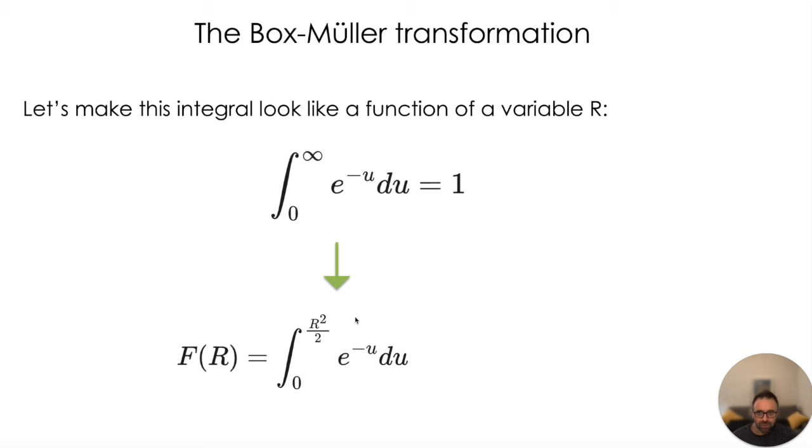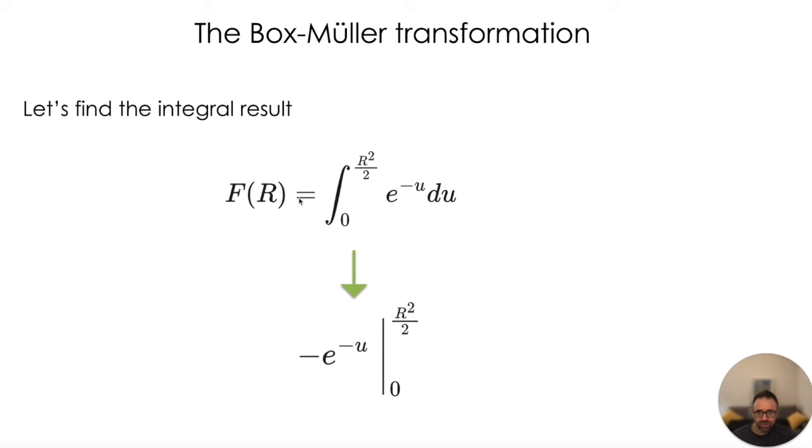So let's see what happens if we use r squared divided by 2 here instead of infinity. We will see that if r squared divided by 2 goes to infinity, we will have 1, and if this term is 0, we will have 0. So here we have a function that goes in the range between 0 and 1, as we want, and depends on the value of r.